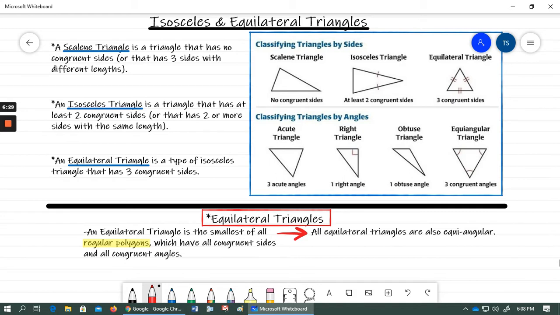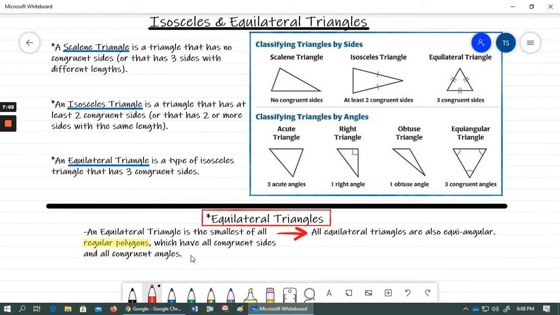Okay, so let's take a closer look at equilateral triangles. All right, so guys, again, we said that an equilateral triangle is a type of isosceles triangle that has three congruent sides. Well, folks, an equilateral triangle is the smallest of all regular polygons. For those who are wondering what a regular polygon is, a regular polygon is any polygon that has all congruent sides and all congruent angles.